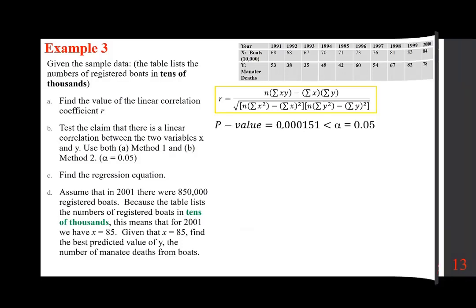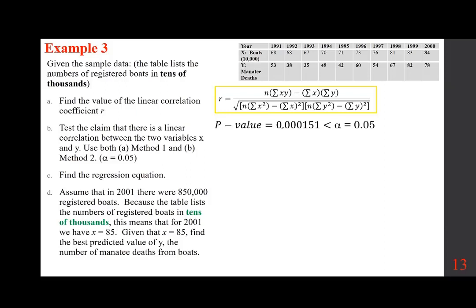All right. Let's look at another example. Example 3. Given the sample data, the table lists the number of registered votes in tens of thousands. A. Find the value of the linear correlation coefficient R. B. Test the claim that there is a linear correlation between the two variables x and y. Use both method 1 and method 2. Alpha is 0.05. C.